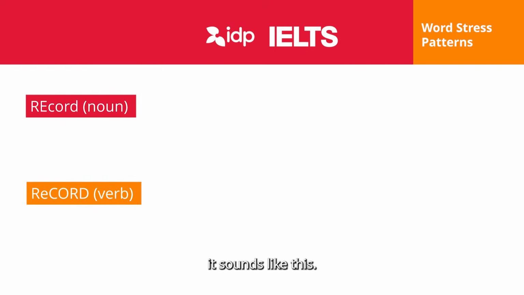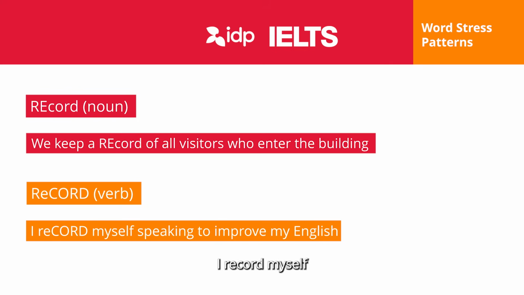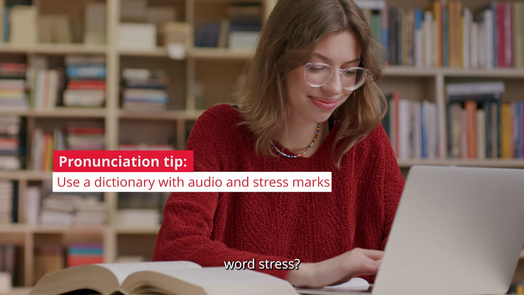As a noun, it sounds like this. We keep a record of all visitors who enter the building. When it's a verb, you stress the second syllable. I record myself speaking to improve my English. So, how can you practice word stress?